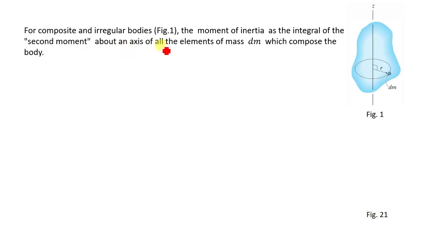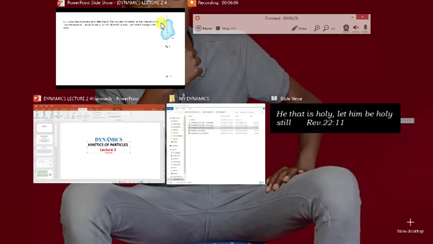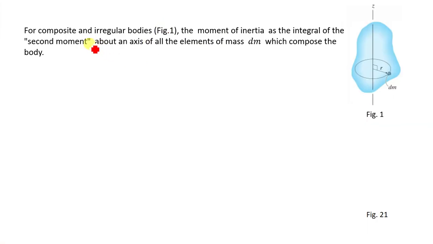So in other words, what they're trying to say here is the moment of inertia for a composite and irregular body, meaning a body whose shape you can't define. If you have a shape that is not definite, at least for shapes which we know, when you have something like this, when you have definite bodies, the moment of inertia is easily found.